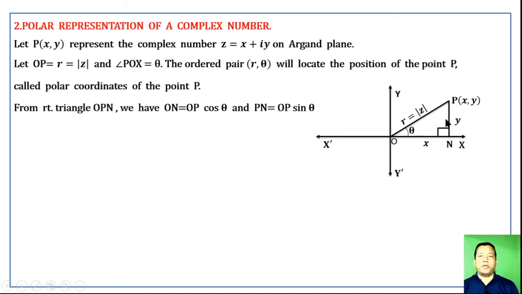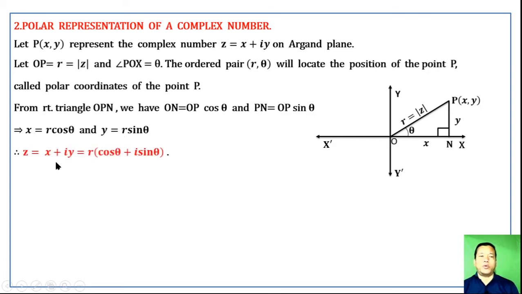From right triangle OPN, we have ON by OP, the base by hypotenuse, is cos theta, and PN by OP, the perpendicular by hypotenuse, is sin theta. Therefore we have ON equal to OP times cos theta and PN equal to OP times sin theta. ON is replaced by x, OP is replaced by r. We get x equal to r cos theta, and PN is replaced by y, OP is also replaced by r. Therefore, we get y equal to r sin theta.